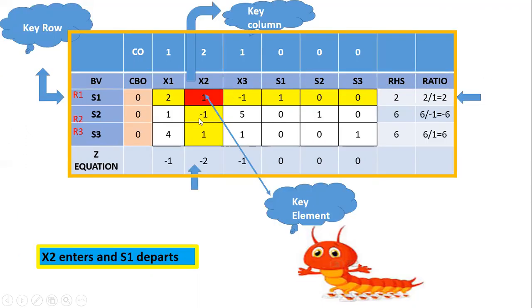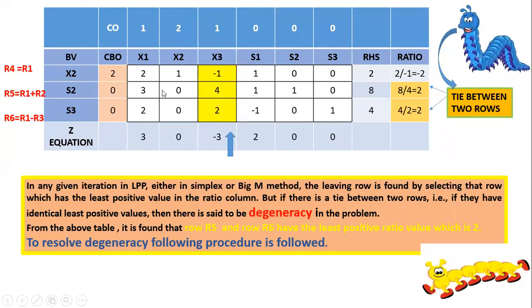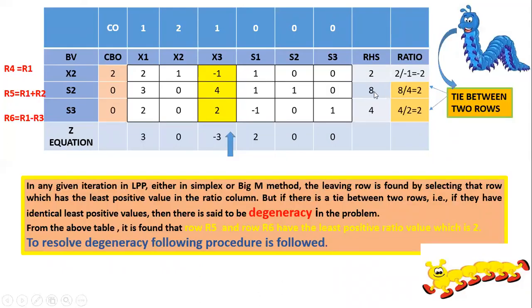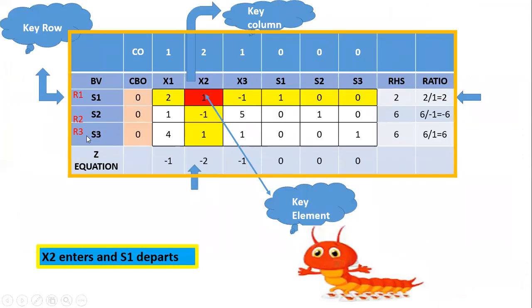Second, this minus 1 has to become 0. So R5 will be equal to R1 plus R2. Then this value will become 0. So similarly perform R1 plus R2: 2 plus 1 is 3, 1 minus 1 is 0, minus 1 plus 5 is 4, 1 plus 0 is 1, 0 plus 1 is 1, 0 plus 0 is 0, and 2 plus 6 is 8. Similarly, R6 will be equal to R3 minus R1.